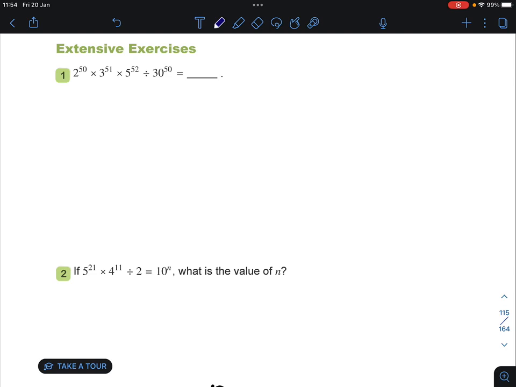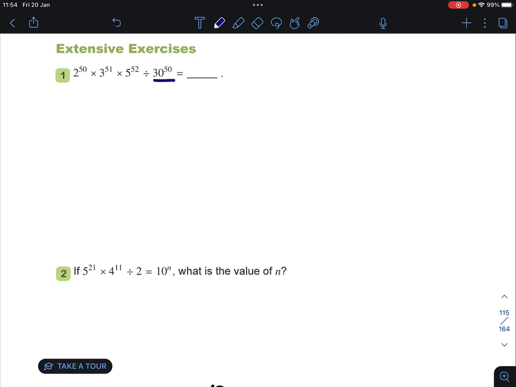Now, clearly we're not going to work out any of these powers as they're far too large for us to calculate. So we're going to try and use our power laws to understand this better, to simplify this expression and to try and cancel some of those powers. So firstly, we can spot that we've got lots of powers of 50 or very close. So that's going to be useful. We're also dividing by 30 to the power of 50.